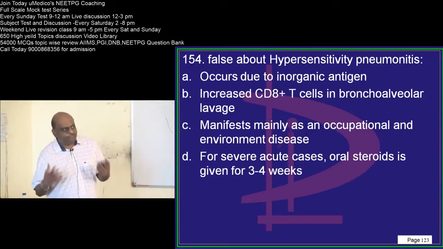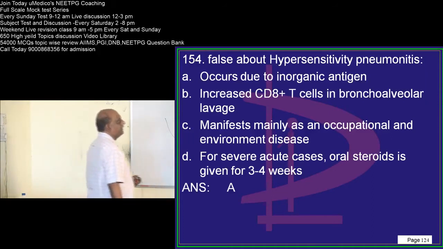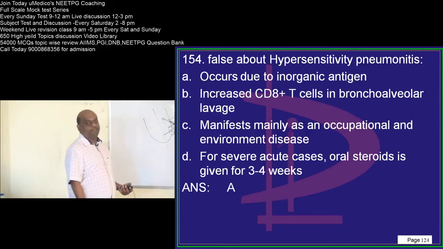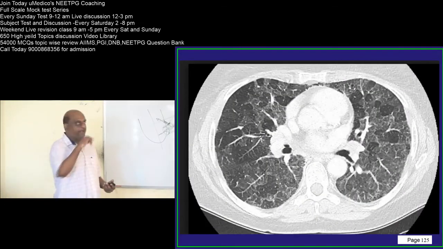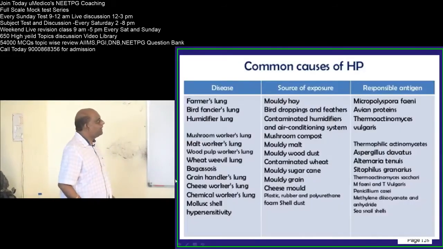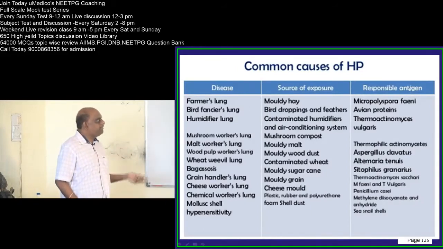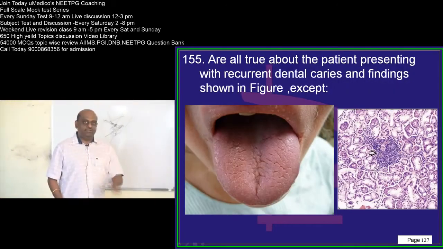Hypersensitivity pneumonitis has different names. It is caused by organic dust, not inorganic dust, is what you have to appreciate. And there is an increased amount of CD8 positive T cells in the bronchoalveolar lavage. In very acute severe cases, oral steroids can be tried for about 3 to 4 weeks. So they are all the true facts. You can see here how classical hypersensitivity pneumonitis looks like, and farmer's lung, bird fancier's lung, humidifier's lung, moldy hay, etc. So you should be sure on the hypersensitivity pneumonitis topic.